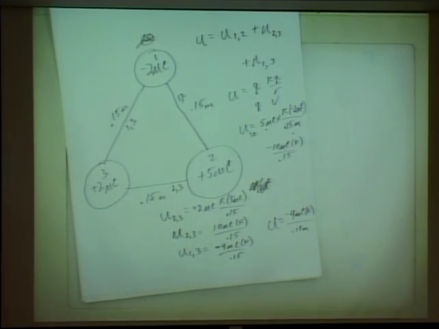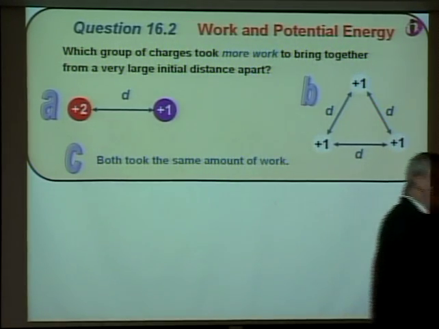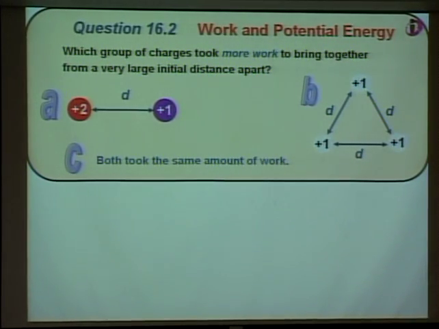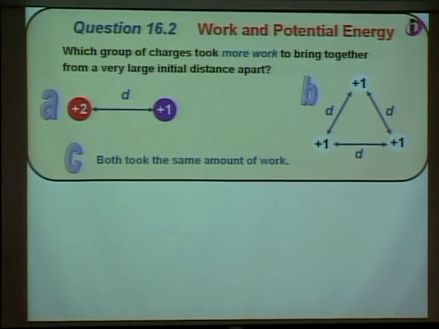Now then, let's go back to the computer. Here we go. Which group of charges took more work to bring together? That's what we're looking at, the U, the work to bring those charges together. Which one of these looks like it's going to take more work to bring together? A, B, or C? A. You think? Think about it now.